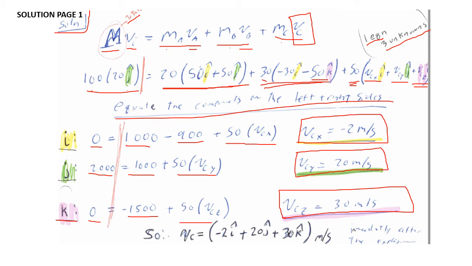So we can now create our vector here and say that V sub C is equal to negative 2 in our I hat direction, plus 20 in the J hat, plus 30 in the K hat, in meters per second. And this is for immediately after the explosion.